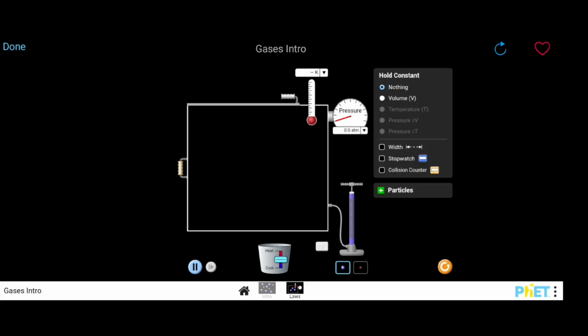So, after opening the simulation, ito yung makikita nyo. Nasa gilid yung mga values na pwede nyong gawing constant. Tapos, nasa taas yung thermometer para sa temperature. Yung lamp, dito sa baba, para sa source of heat. So, you can adjust it.